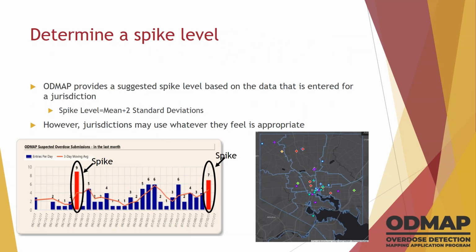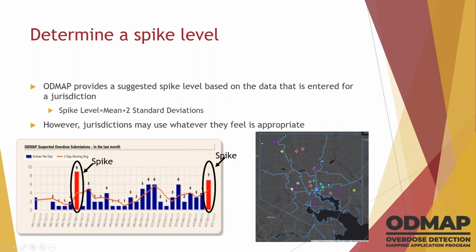So before you can determine how to respond to a spike, you have to determine what a spike actually looks like for your jurisdiction. ODMAP provides a suggested spike level based on the data that's entered for a particular jurisdiction. We use a formula of 2 standard deviations above the mean. Again, this is a recommendation. So if a jurisdiction doesn't feel like that is an appropriate value, they can set it for whatever they think is right. And you can see in our bar graph below, this is from our weekly reports that are available. You can see these days in red are days that have had a spike.